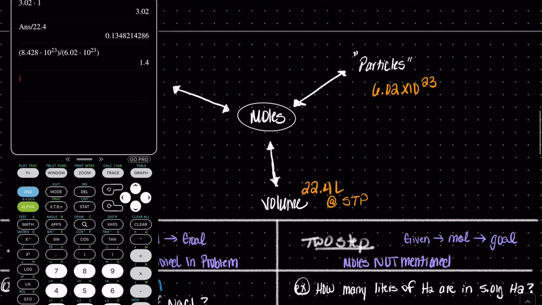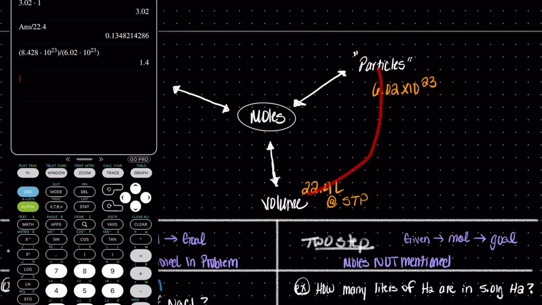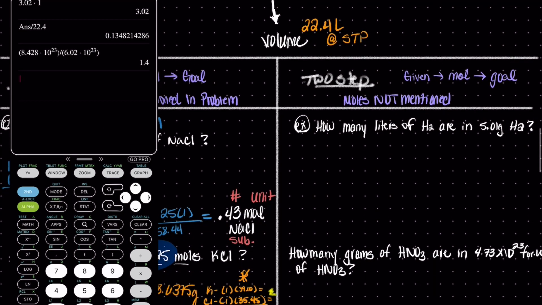Because remember, when we're on this molar highway, we have to go la, di, da. You can never go la, di. That's a no-no. It's always la, di, da. Easy, breezy, beautiful. Now let's get it rolling.